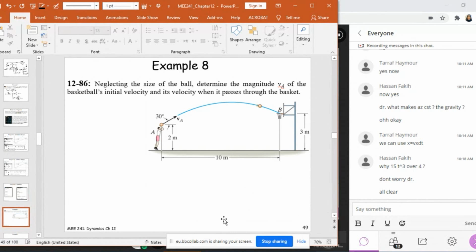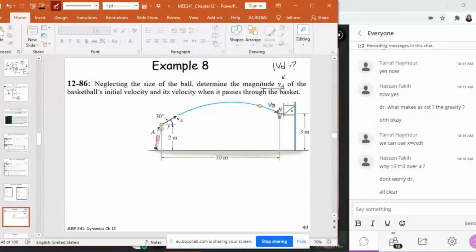So here, guys, I'm going to neglect the size of the ball, and I should determine the magnitude VA. What is the magnitude VA? It is the magnitude of the initial velocity. All right, so this is the initial velocity, V0. I should find its magnitude. I don't know the magnitude. However, I know the angle, which is 30 degrees, of the basketball's initial velocity. I should also find its velocity, VB, when it passes through the basket. So I should find, guys, VA in magnitude and VB, the whole VB, which means I should find VBX, VBY, and then I should find the magnitude of VB.